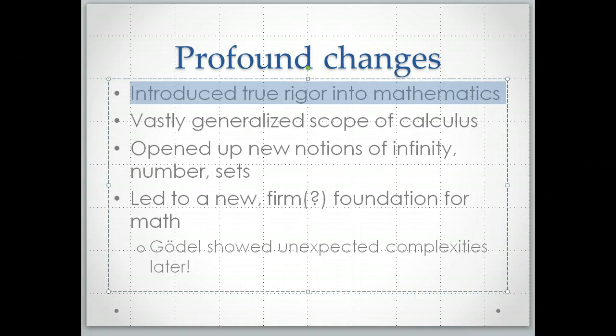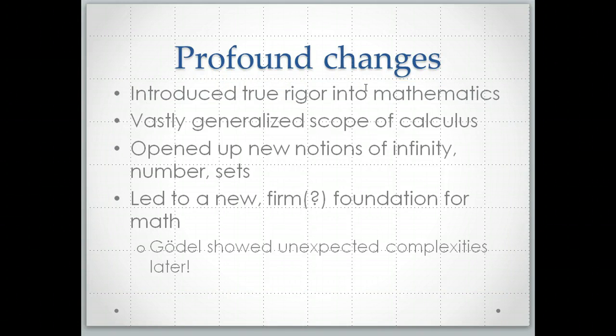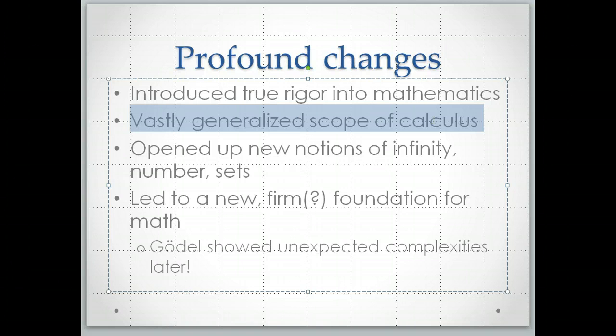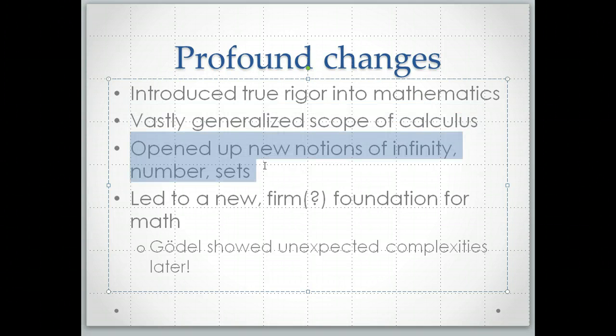Just a little bit more about the profound changes that the Fourier story led to. It really introduced true rigor into mathematics. As I said, calculus was a huge part of mathematics, and it was really not rigorous. And people mostly didn't worry about that and didn't even realize how unrigorous it was, to be honest. It vastly generalized the scope of calculus to new functions, new ideas, new levels of generality and abstraction. It opened up new notions of infinity, of number. What is a number? Well, how do you even define a real number? That kind of thing.